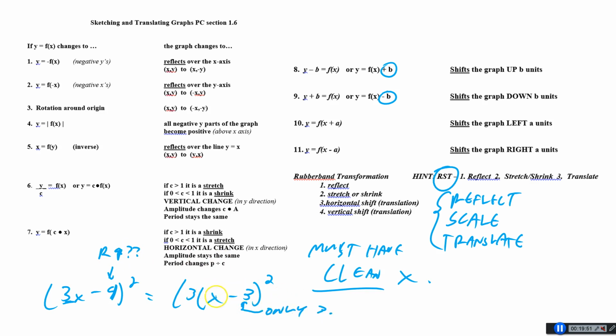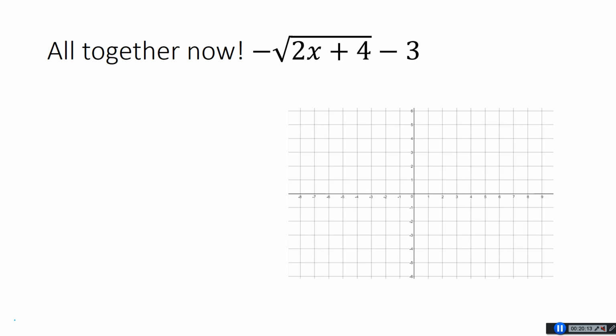You have to have it clean before you can look at it, because otherwise, it depends on the order that you do things. In this case, if you didn't want to do RST, if you wanted to translate it first, you could move it 9 units, but then this 3 is going to shrink it back, and it's going to move the vertex of your parabola back to 3. So I think it's easiest just to clean the x and then do RST. So I'll show you that with one example, and then I'll leave you on your own.